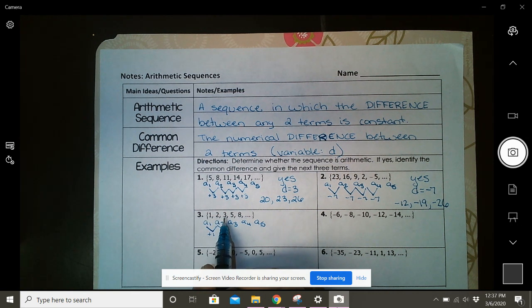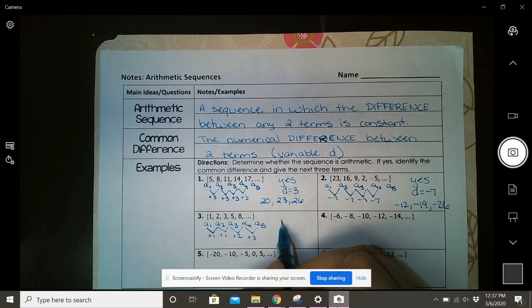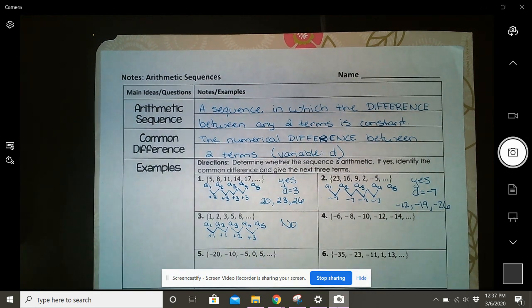But hold up. From 3 to 5, I'm adding 2, and from 5 to 8, I'm adding 3. This is not an arithmetic sequence. There is no common difference between each of the terms of the sequence.